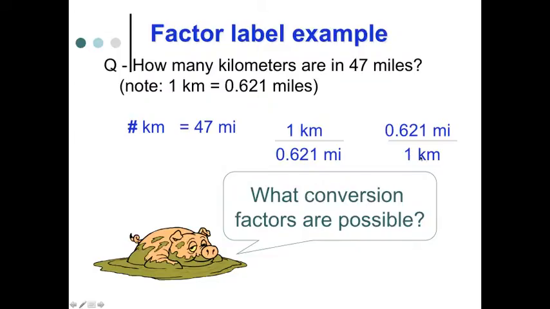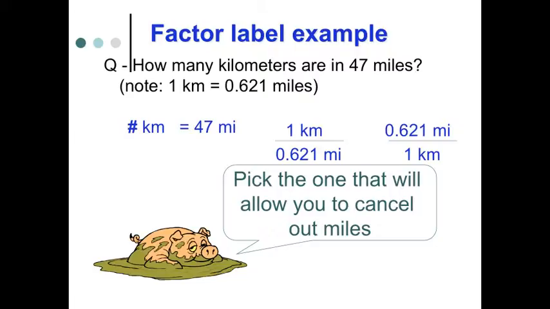So I need to choose the conversion equality that will allow me to cancel out my miles. If I have miles on the top and I multiply by this conversion equality, if miles is on the top and miles is on the bottom, it'll cancel out and my answer will be left in kilometers. If I use the other conversion equality, my answer is going to be in miles times miles, or miles squared per kilometer. That's not such a pretty unit.